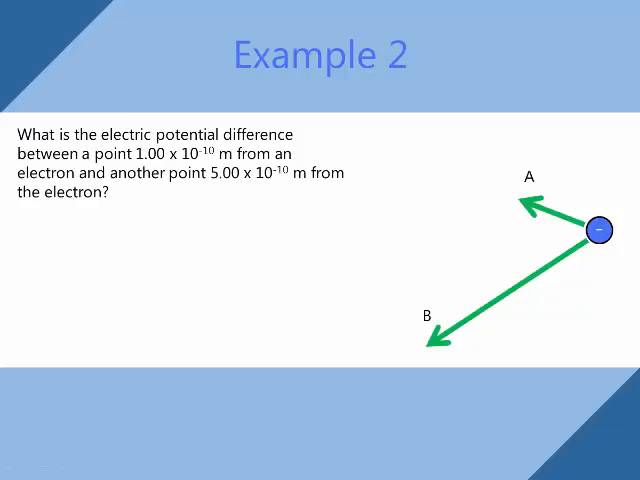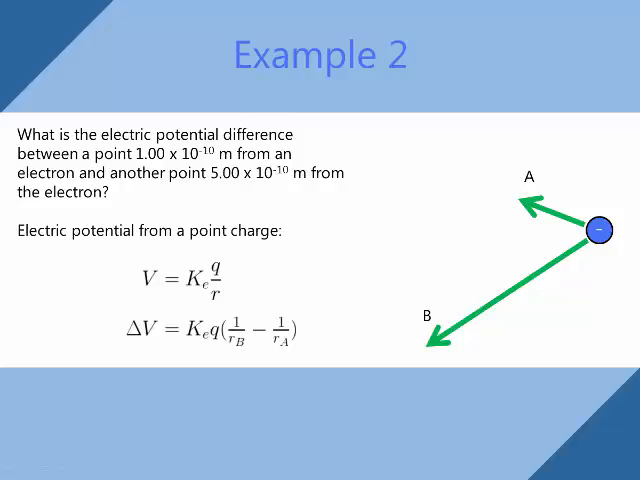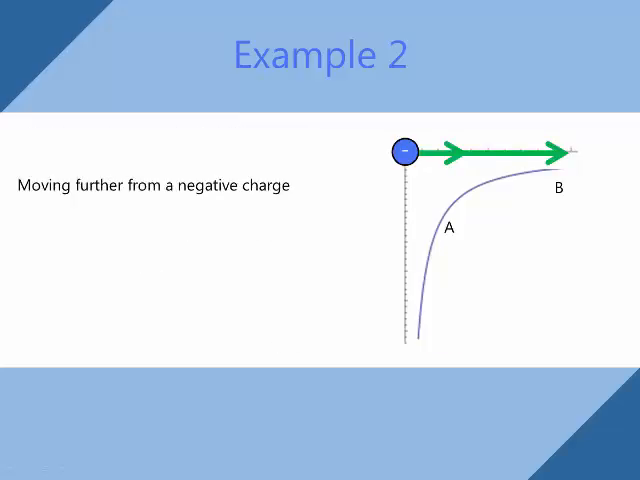In our second example, we have an electron, and we'd like to measure the potential difference between 2 points, one point being 1 times 10 to the minus 10th meters away, and another point being 5 times 10 to the minus 10th meters away from the electron. We can measure the electric potential due to a point charge, but if we would like to measure the change in potential between 2 points, we modify the formula a bit to account for two different distances. Here, we're moving further away from a negative charge, so the potential should increase from a more negative number to a number closer to zero.